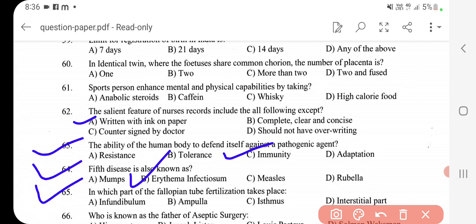Next, 65. In which part of the fallopian tube does fertilization take place? Infundibulum, ampulla, isthmus, interstitial part. So right answer is ampulla, option B.